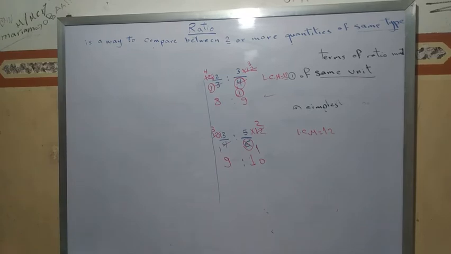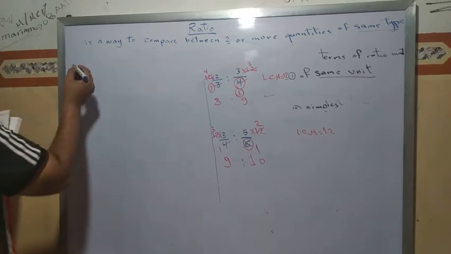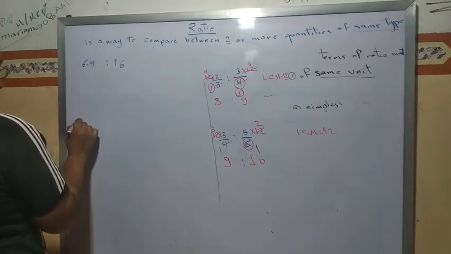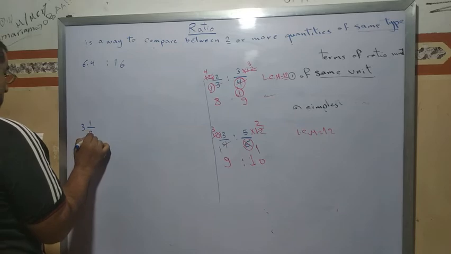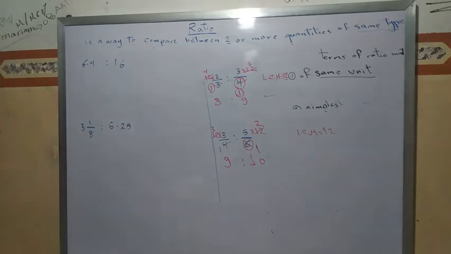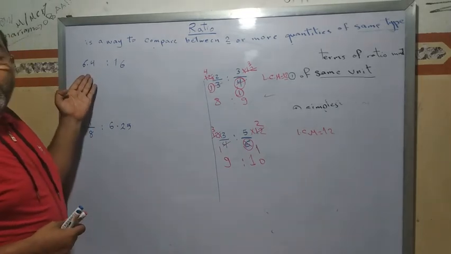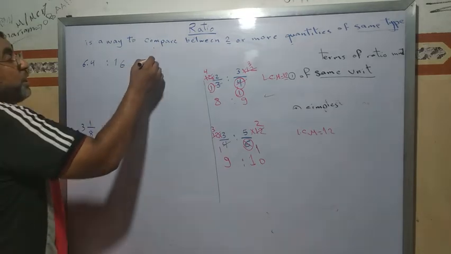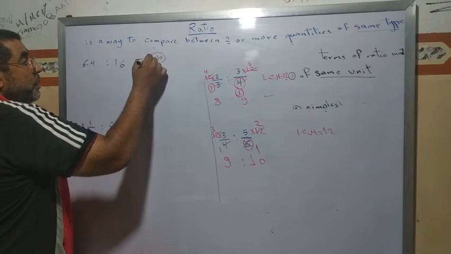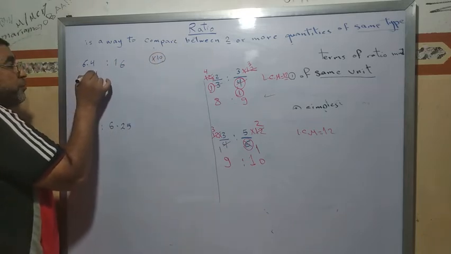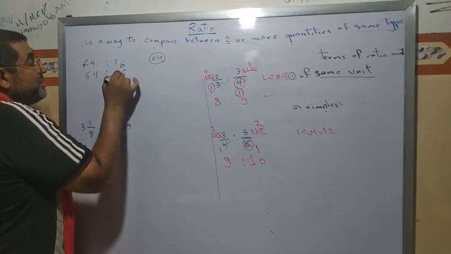Another problem. 6.4 to 16.3 and 8 to 6.25. First, these numbers must be whole, so we multiply by 10. 6.4 times 10 equals 64. 16 times 10 equals 160.